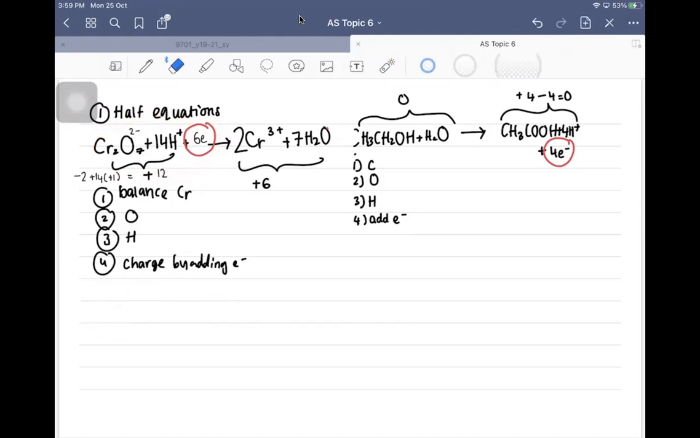Okay. And then my other half equation, I've got plus 4 on the right side. On the left side is 0. So to balance out the plus 4, I need to add on 4 electrons. Now before I combine these two half equations, notice that the number of electrons are different. They are not the same. So the common factor between these two is 12, right? So I have to multiply this by 2 and then the other one by 3.